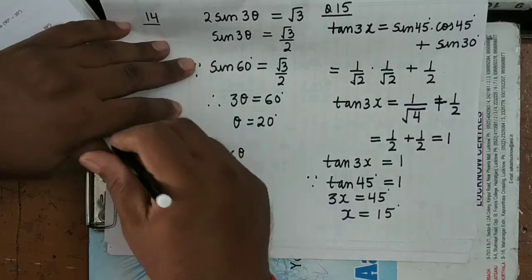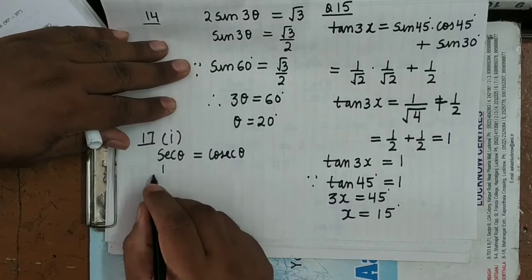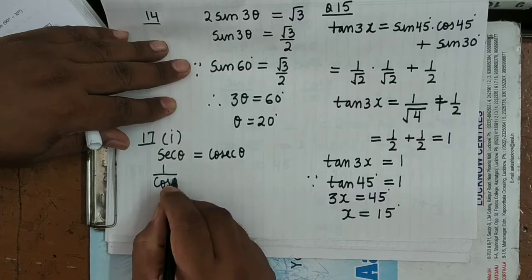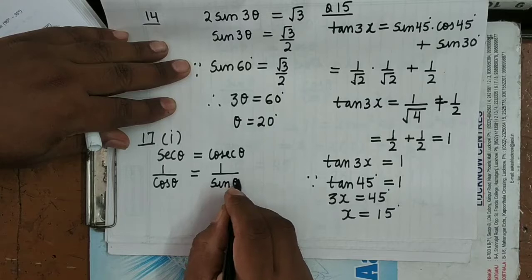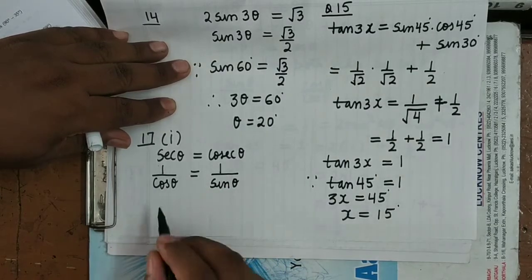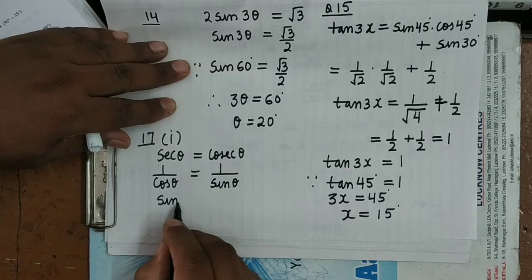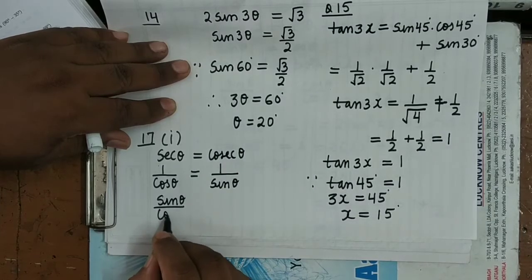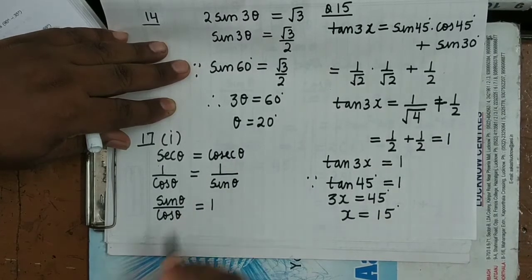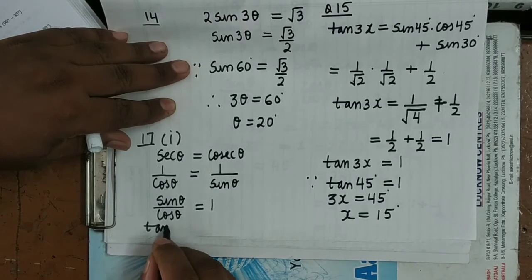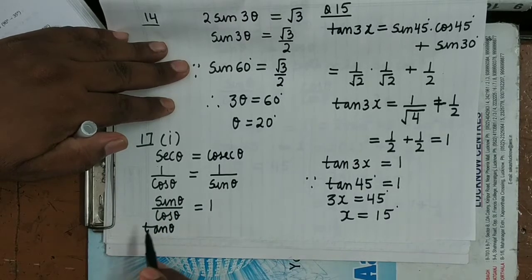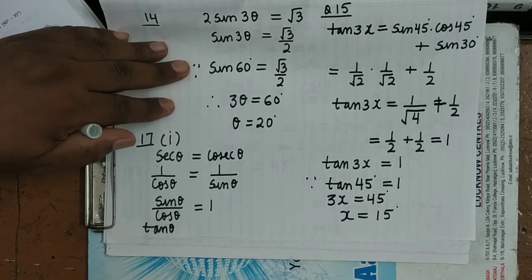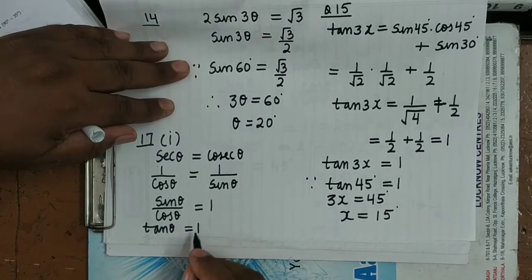Sec theta is equal to cosec theta. So sec theta you can write as 1 upon cos theta, and cosec theta you can write as 1 upon sin theta. Now take sin theta to this side. Therefore sin theta upon cos theta equals 1. So what will be tan theta? Sin theta upon cos theta means tan theta. This is the formula: tan theta equals sin theta upon cos theta. So tan theta equals 1.